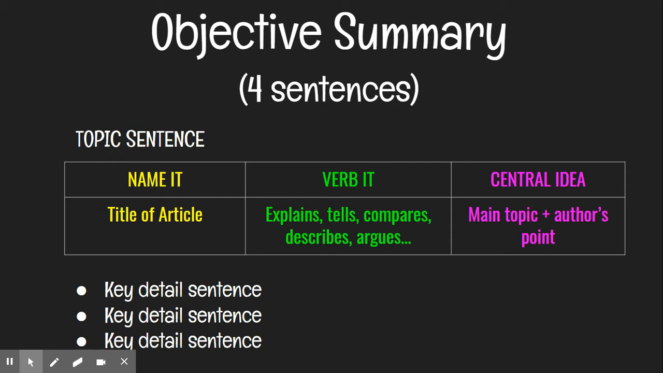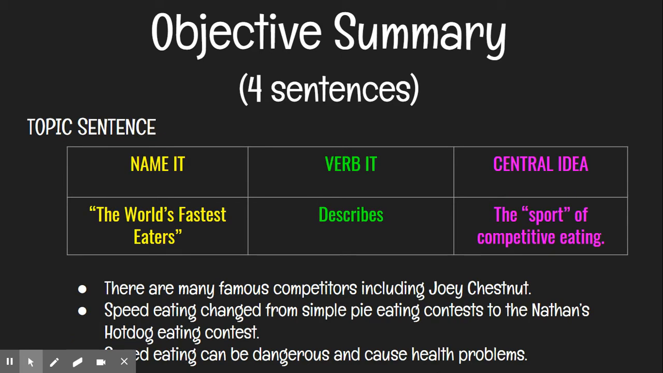After you write the topic sentence, then you go into the text and you find some details, some supporting details, those key details that you practiced writing in your Cornell notes to support your topic sentence of your summary. That's how it works. Let me show you how it works for the article that we're studying this week.